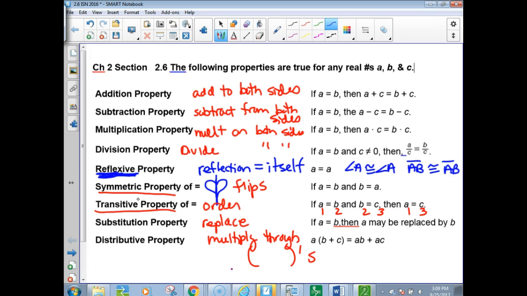Okay, should I hold off at all for anyone? Multiply through parentheses. I just made some parentheses. You remember this? Charlene, you go like, boom, boom.